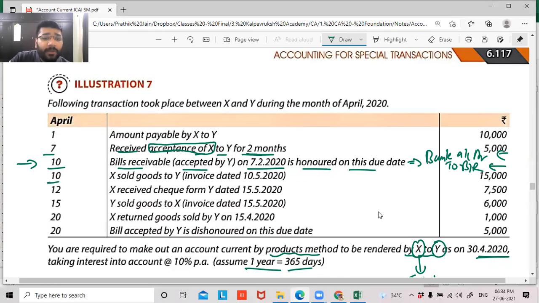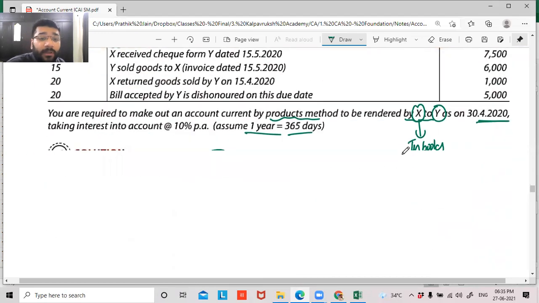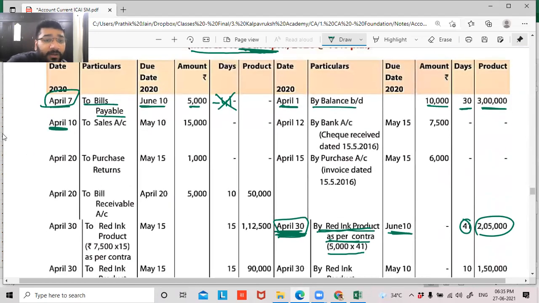Guys, on 10th of April, X sold goods to Y. X sold goods to Y. So for us, is it sale or purchase, guys? Sale. X sold goods to Y. We are X. We are recording in the books of X. So it is Y to Sales. Y to Sales, guys. So on 10th of April is the transaction date, Y to Sales.